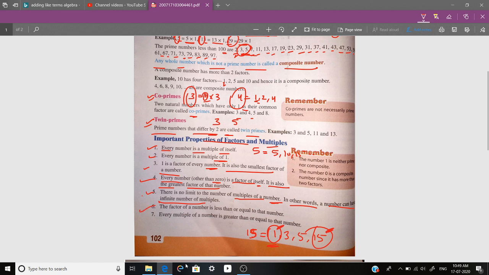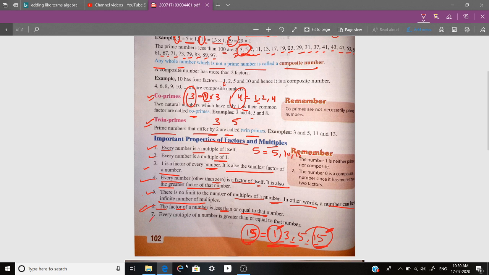Point 6: the factor of a number is less than or equal to that number. Factors can never be greater than that number. They can either be less than or equal to that number. For example, factors of 15 are 1, 3, 5 and 15. All the numbers are either less than 15 or equal to 15, but there is no number which is more than 15. So this is point number 6.